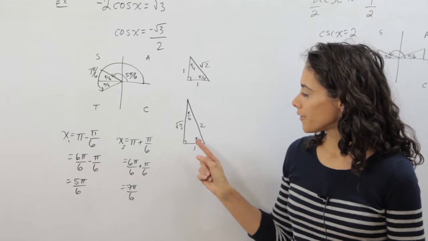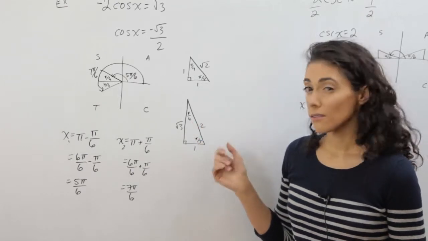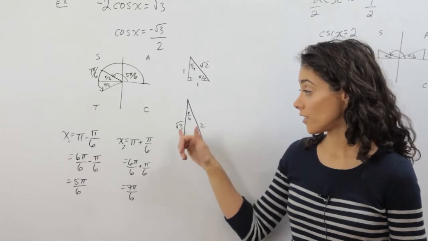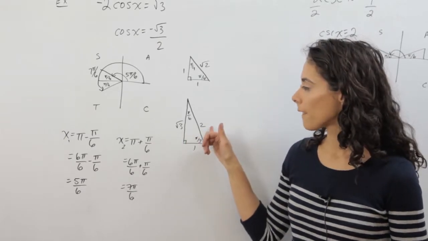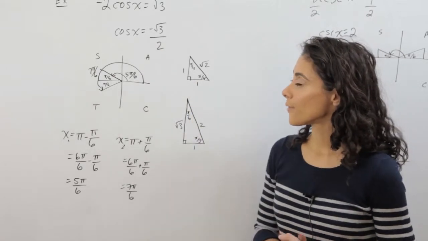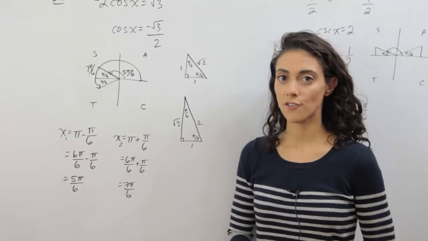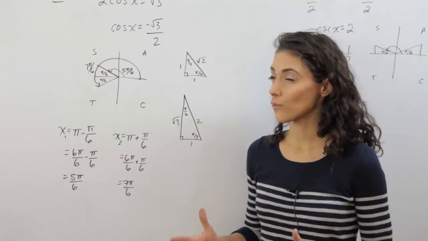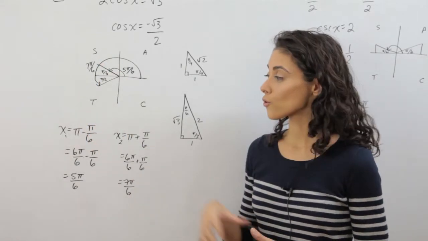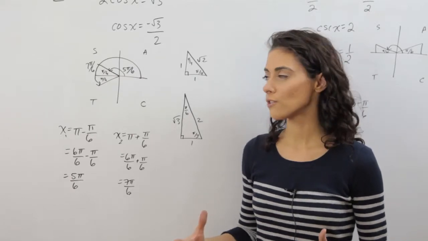If we look over here, pi over 6. Cosine of pi over 6, the adjacent over the hypotenuse, is root 3 over 2. So cosine of pi over 6 is root 3 over 2. What does that have to do with this? This is negative, which means our answers are going to be in the quadrants in which cosine is negative, the sine quadrant and the tangent quadrant.